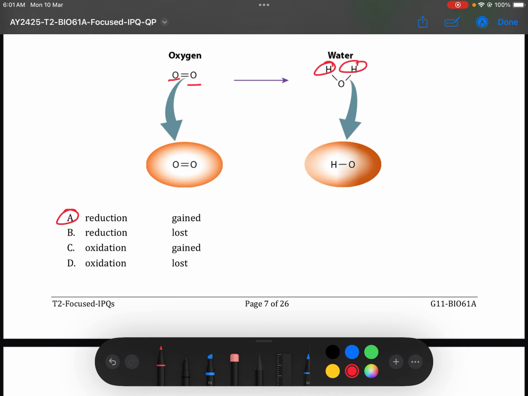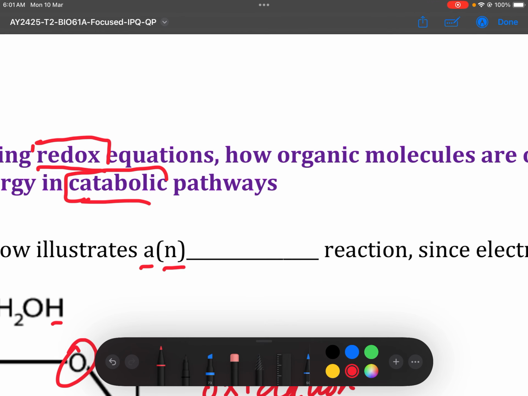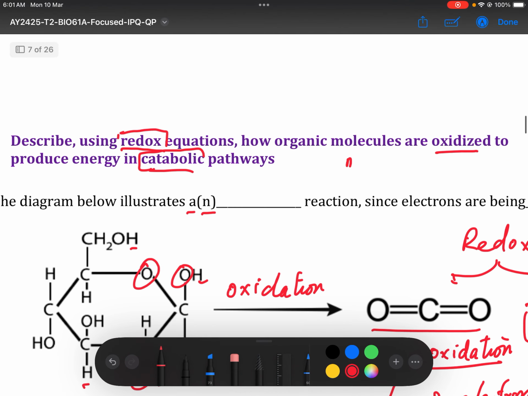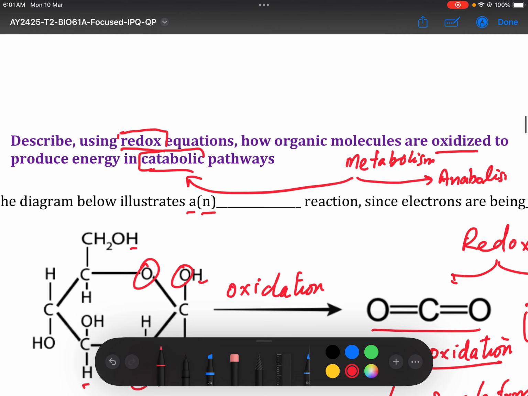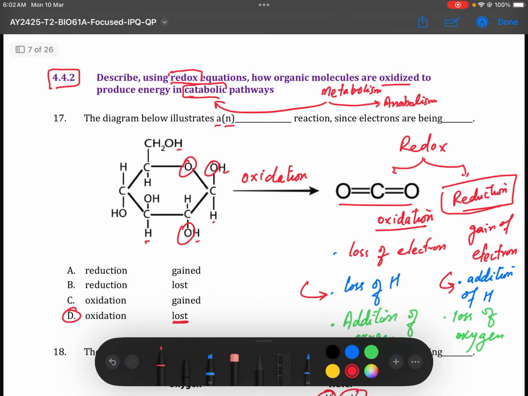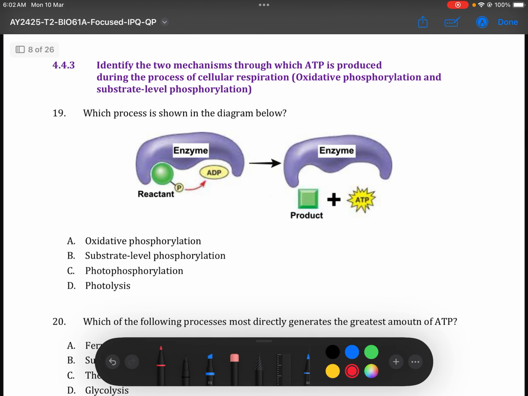I missed out one of the concepts over here, that's the metabolic pathways. If you remember, metabolism is of two types. Either it can be catabolism, or on the other hand it can be anabolism. Just make sure, catabolism is the breakdown, while anabolism is the building up of larger molecules.